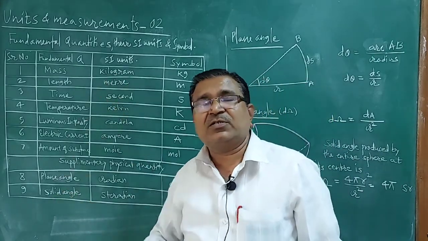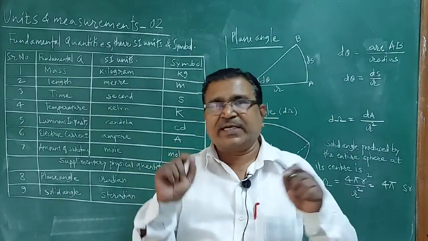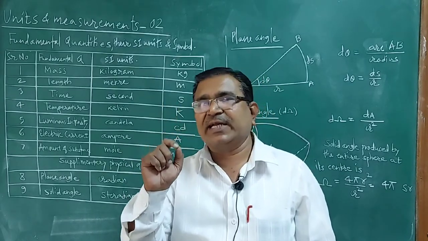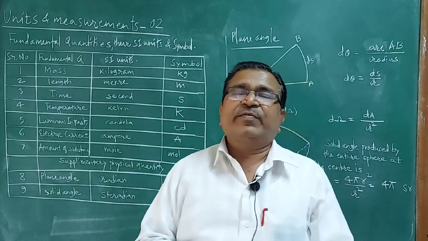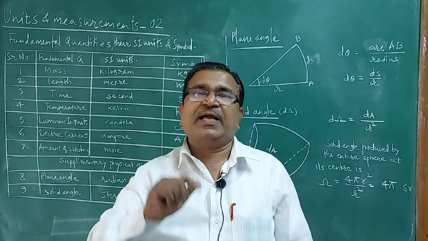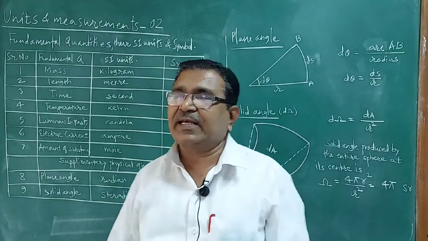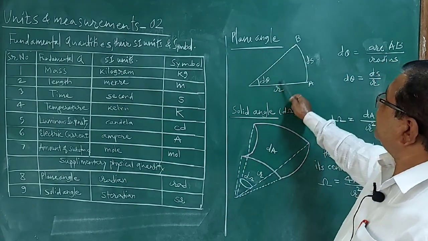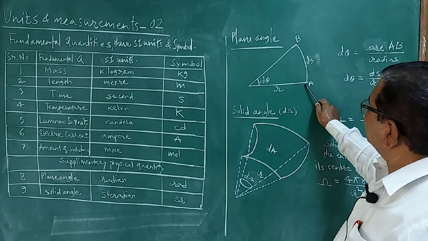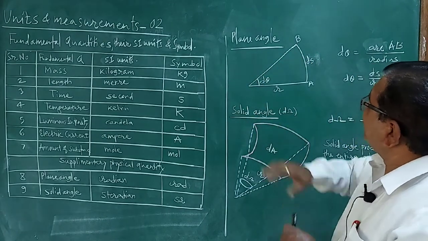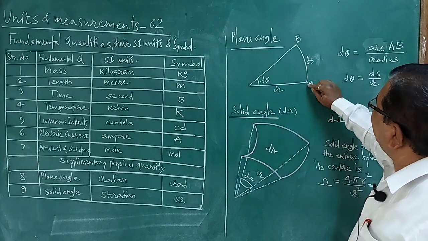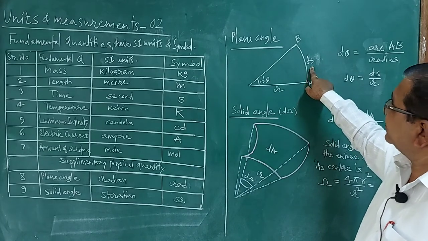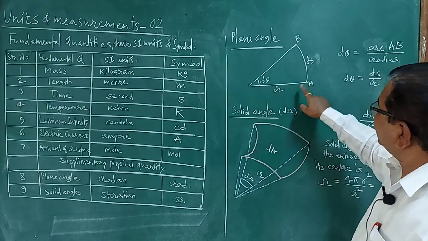So this is all about the 7 fundamental quantities together with 2 supplementary physical quantities, plane angle and solid angle. Okay. Then we will learn more regarding plane angle and solid angle. So what is plane angle? I have already drawn a diagram on the board here. Suppose this is an arc, an element of a circle that I have taken here, and A to B, this is an arc having length ds, and the radius of the circle is r.